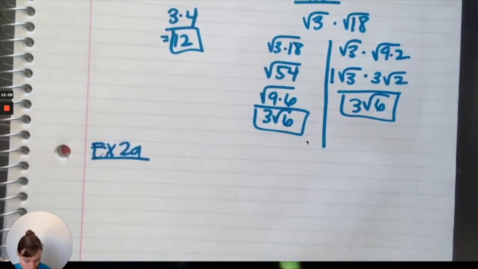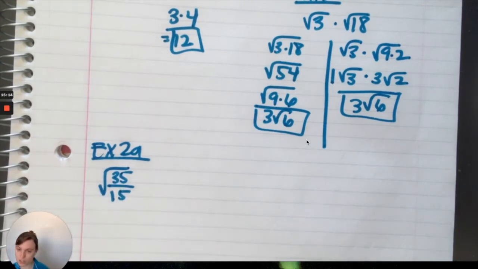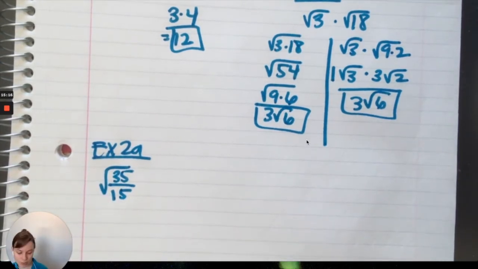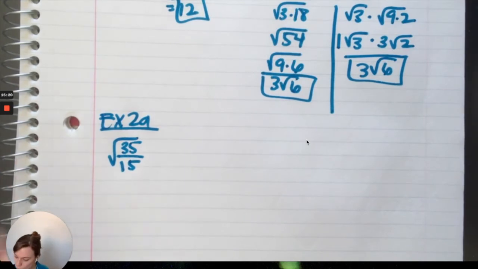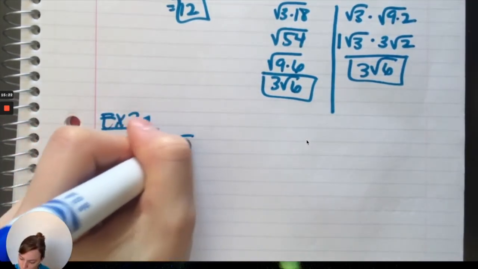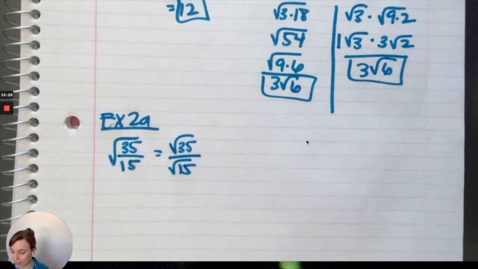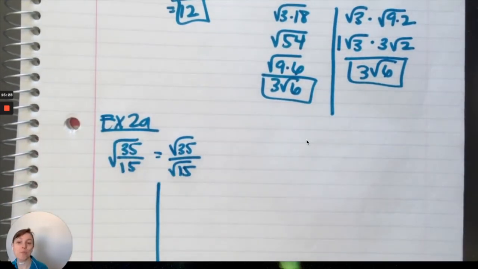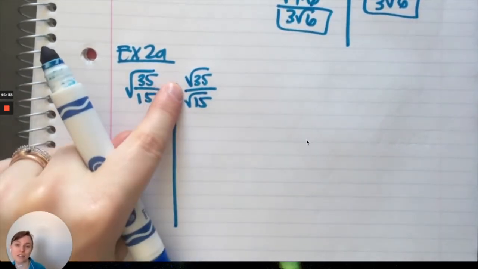Okay, this one. Square root of 35 over 15. So we can again split this up, and get the square root of 35 over the square root of 15. This is one method. Okay, I am going to draw a line down here. This is one method, but sometimes this method isn't very helpful because what factors are in 35?